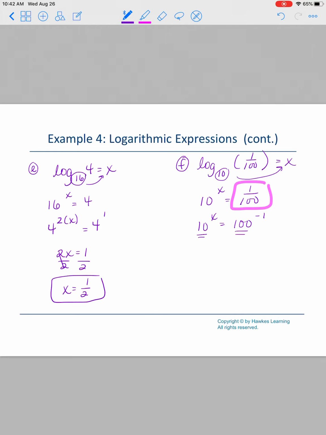Now what can I do to get 10 and 100 to the same base? 10 to the x, 100 is 10 squared, times negative 1, because we're bringing that down. So again, I have the same bases here of 10, so I can just set their exponents. X equals 2 times negative 1, so x is negative 2.